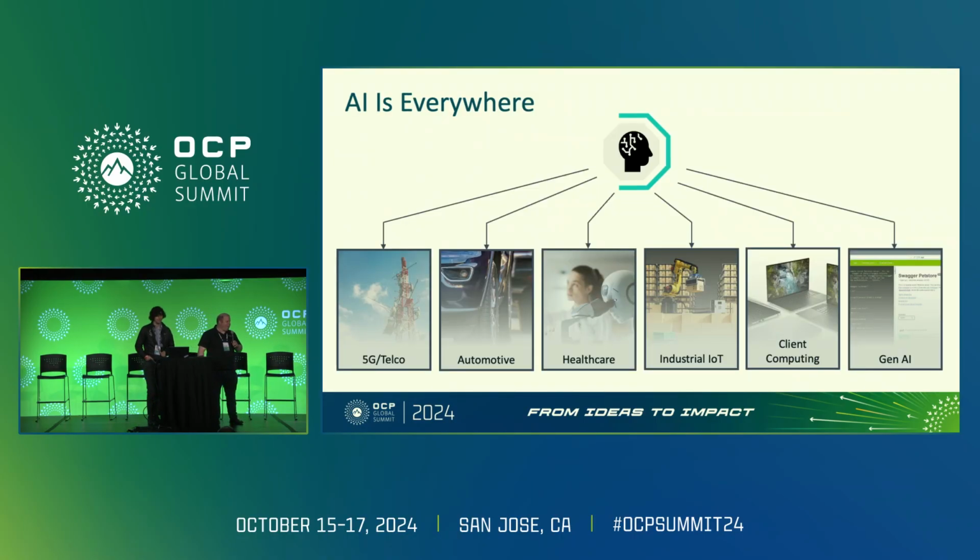AI is everywhere. So AI is being used in all sorts of ways that people hadn't even imagined a couple years ago, whether it be in 5G and telco, automotive for self-driving, healthcare for looking at and diagnosing issues, industrial IoT for preparing for things on the factory line, client computing because everybody likes to be able to generate some things or ask AI bots questions these days, and also in just general generative AI.